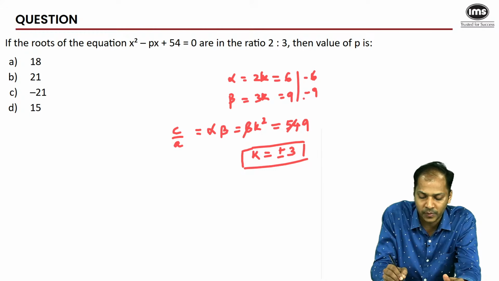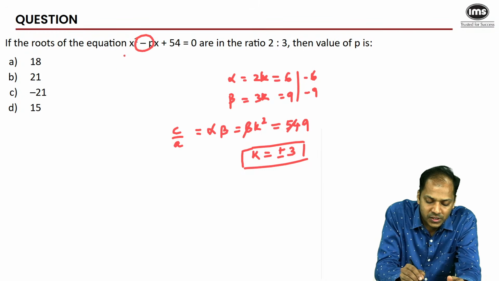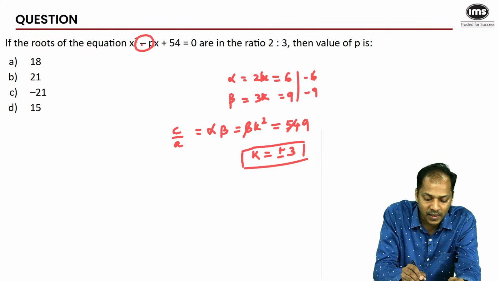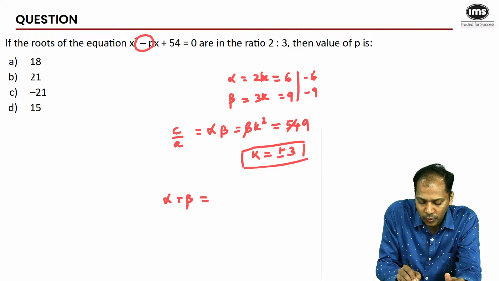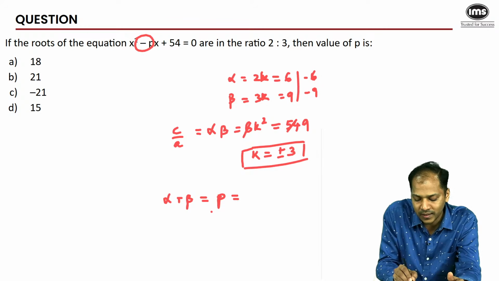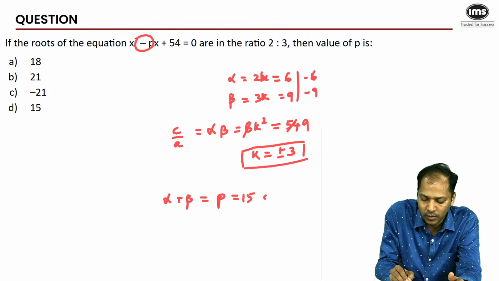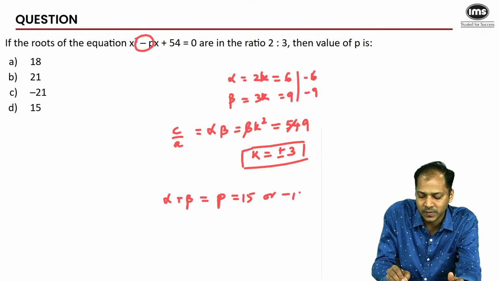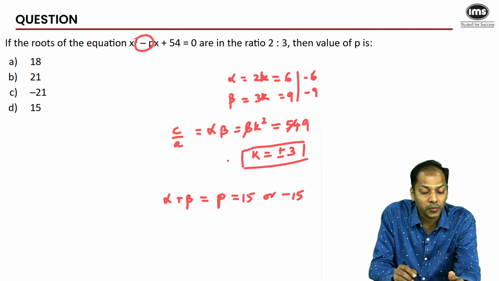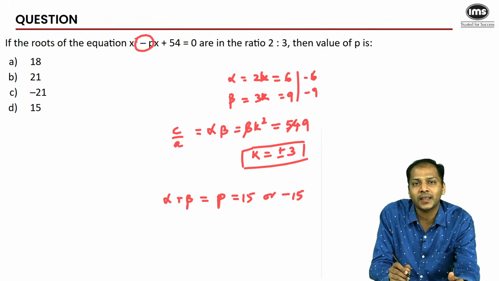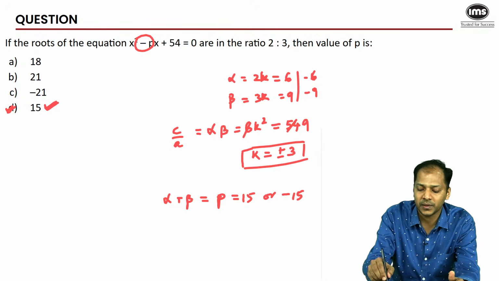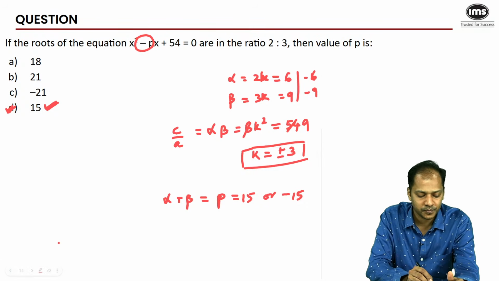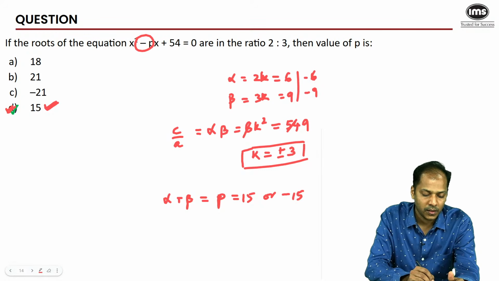So these are the two possibilities, and the middle coefficient generally represents the sum of roots and it's coming with a minus sign, so therefore alpha plus beta would be equal to minus of minus p, that is, I can say it will be equal to p, and that will be equal to either 6 plus 9, 15, or it will be equal to minus 6 plus minus 9, that's minus 15. Now from the options, minus 15 is not there in the options, therefore the correct answer to this question should be option D, that is 15, right? I hope this is clear.